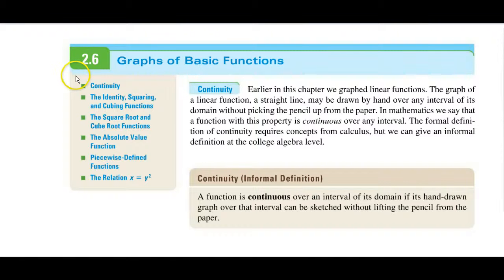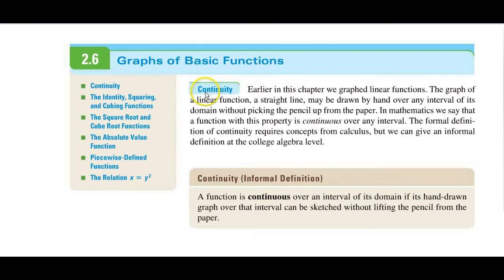As we continue our study of graphing, in Topic 6 of Chapter 2, we're going to look through all of these: continuity, the identity, squaring, cubic functions, square root, cube root functions, absolute value, piecewise defined functions, and this particular relation.